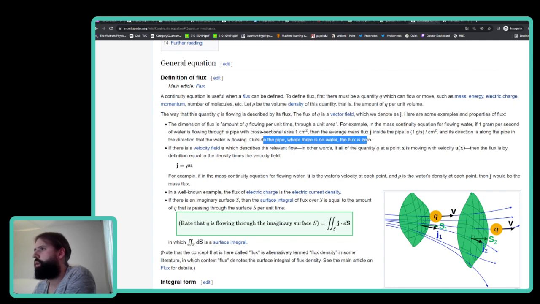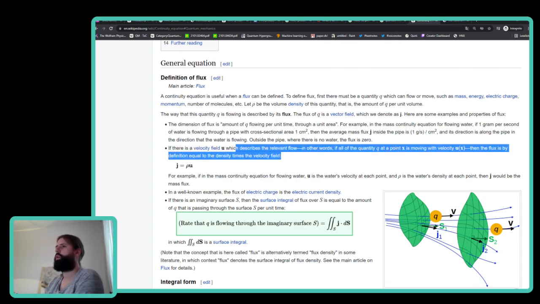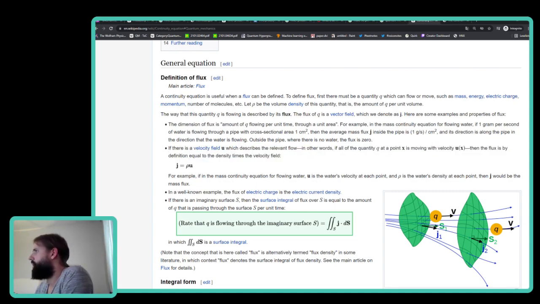The flux is 0. So if there's a velocity field u which describes the relevant flow, in other words, if all of the quantity Q at the point x is moving with velocity u(x), okay, so the velocity is uniform at a specific point, I guess, then the flux by definition is equal to the density times the velocity field.